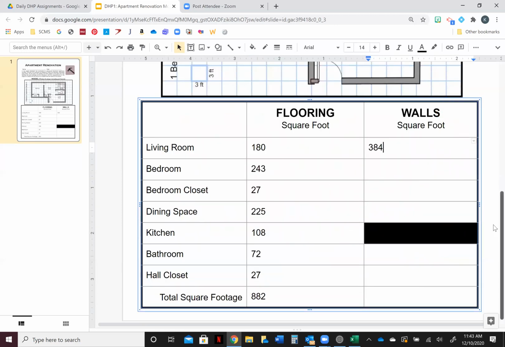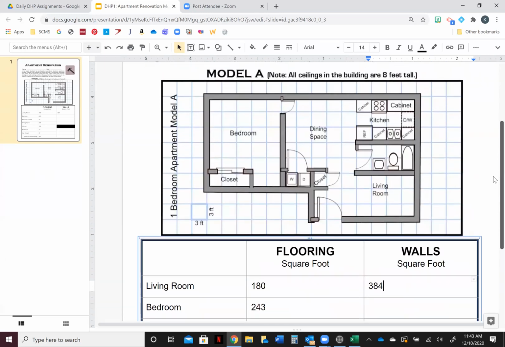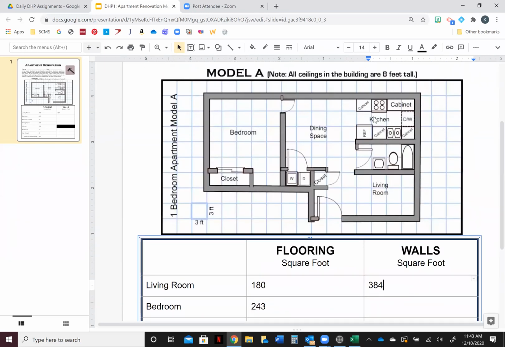384. All right, so now I'm going to go ahead and do the bedroom walls on this one. So let me pull up my pen. Okay, so I'm going to start at this doorway right here just so that I don't get lost in my counting. So we have 1, 2, 3, 4, 5, 6, 7, 8.